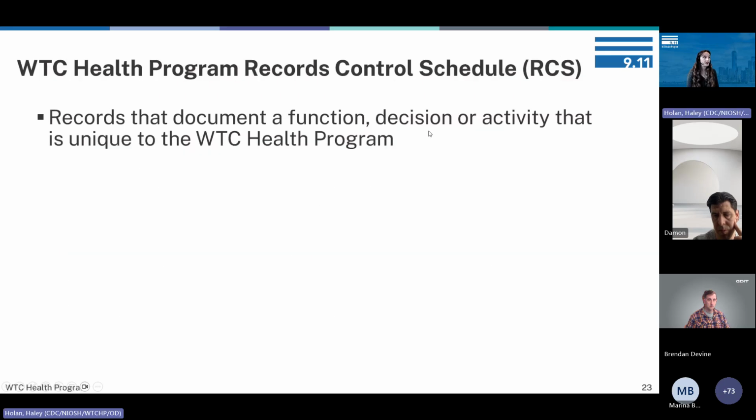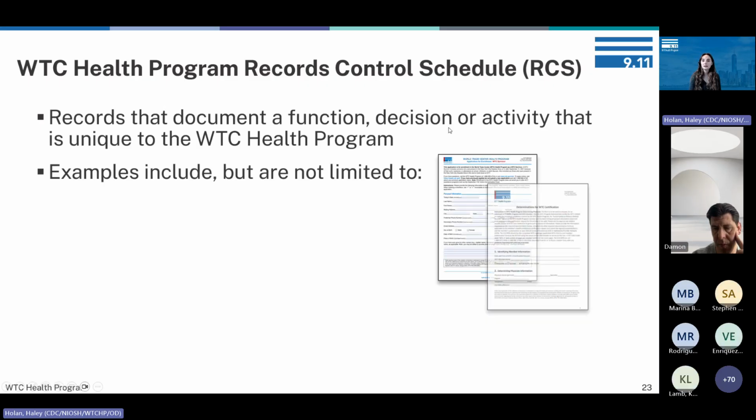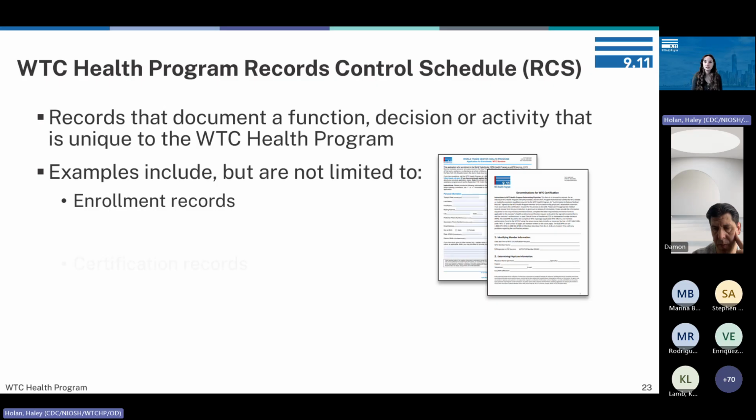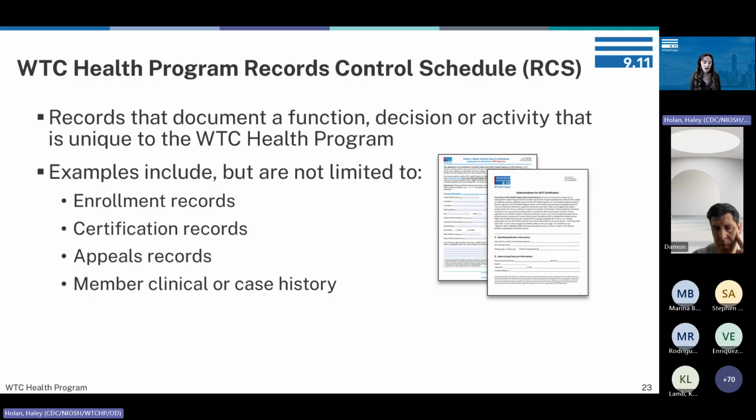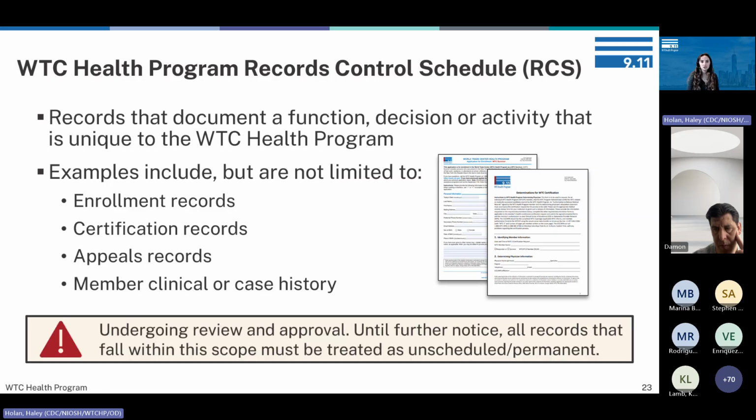So the World Trade Center Health Program records control schedule applies to records that document a function, decision, or activity that is unique to the program itself. So these might include things like our enrollment records, our certification records, appeals records, and member clinical or case history. And this is not an exhaustive list, but again, some ideas to help you understand what we're looking at. And this records control schedule is with NARA right now. It's undergoing review and approval. And so until further notice, because it's not approved, all records that fall within this scope have to be treated as unscheduled or permanent.